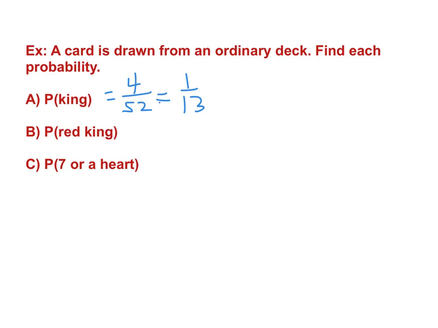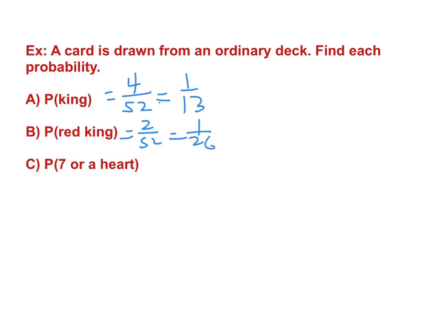The probability of drawing a king out of a deck is 1 out of 13. And again, just to be sure, drawing means picking a card. Does not mean drawing a picture. Okay? How many red kings are in a deck? 2. So this next one is going to be 2 out of 52 or 1 out of 26.